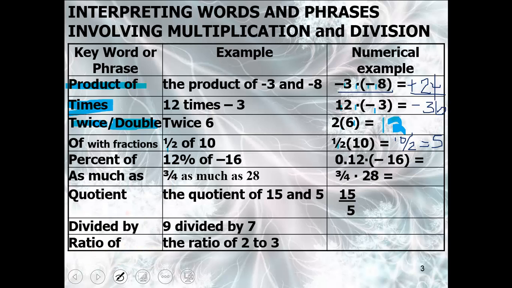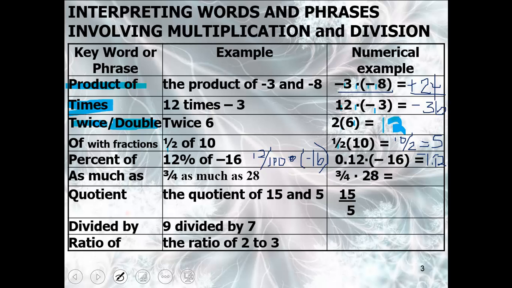All right. I have 12 over 100 times negative 16. 12 out of 100 is 0.12. If you didn't know that, you could just go 12 times negative 16 and then divide by 100. And then 12% of negative 16 is equal to negative 1.92.